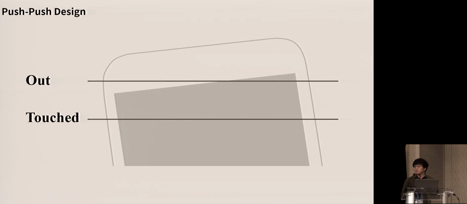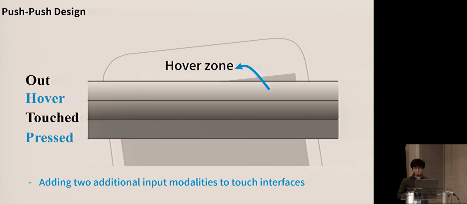This figure shows the two input states of traditional touch interfaces. To design a push-push operation, we opt to add two additional input modalities to the touch interfaces. We named the space near the touch screen a hover zone, and the device will track the position of fingers in the hover zone. We also utilize pressure on the screen to distinguish the gestures with normal pulse from the conventional touch gestures.